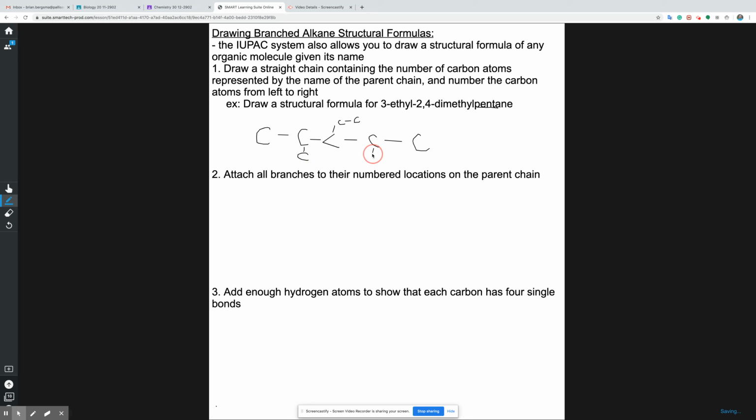So coming off the second and fourth carbon, we have methyl groups. So we have 3-ethyl, 2,4-dimethyl pentane. So we have our pentane and our methyl groups and our ethyl groups. Now we just fill in the proper number of H's. So each carbon needs to be bonded 4 times. So if it already has 1 bond, I have to add 3 H's.